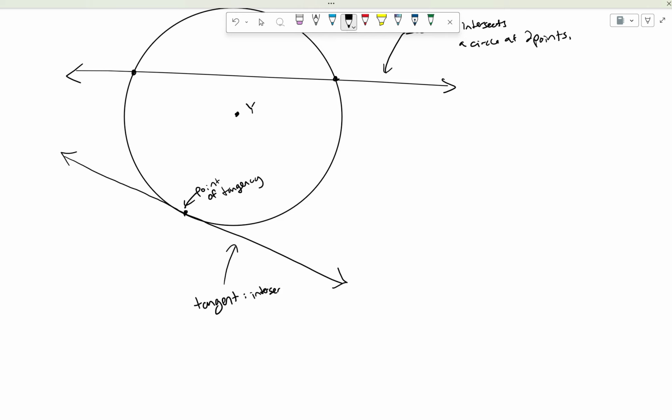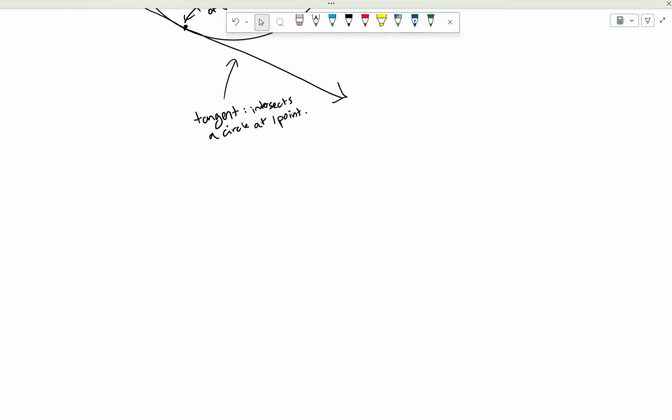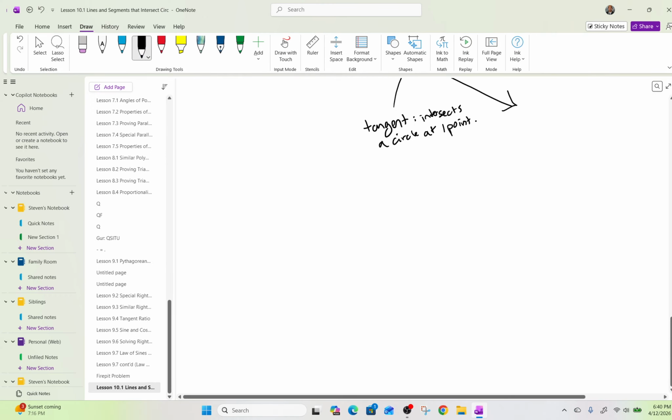What's the other possibility? Impossible for it to intersect at 3 points because it's no longer a line. And we could do it at 2, we could at 1, and we could also do it at 0. All right? Now let's do some various intersecting circles. This will be fun.